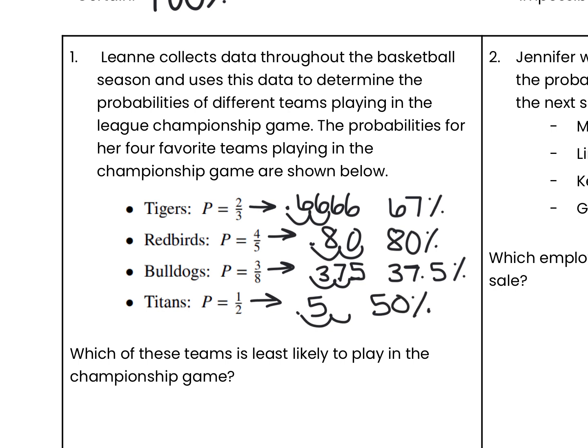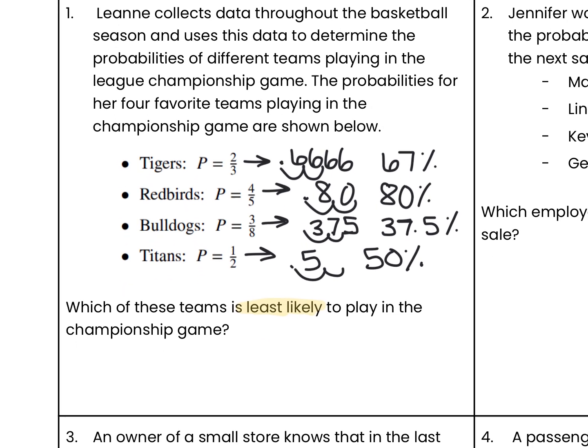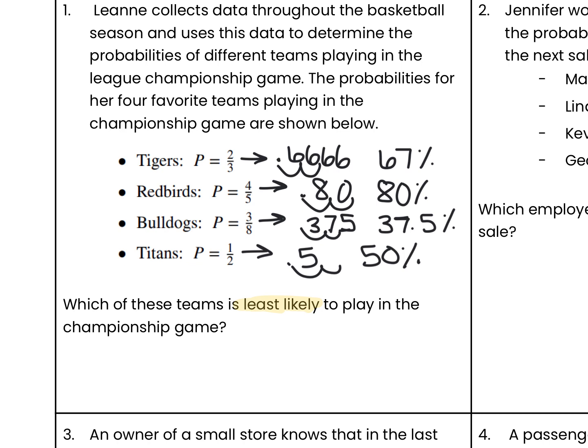So for which team is the least likely, we are looking for the one that is least likely to win. Smallest probability would be the Bulldogs.